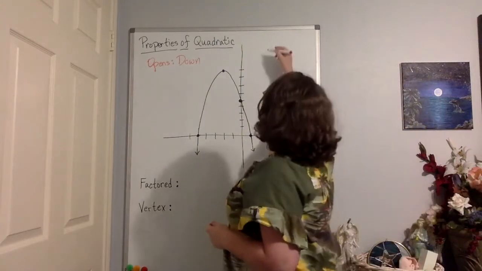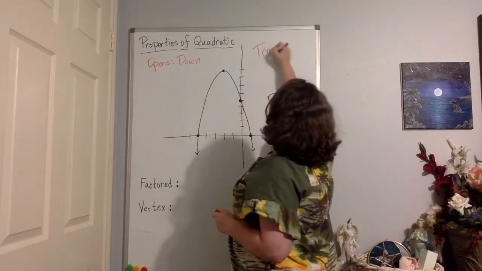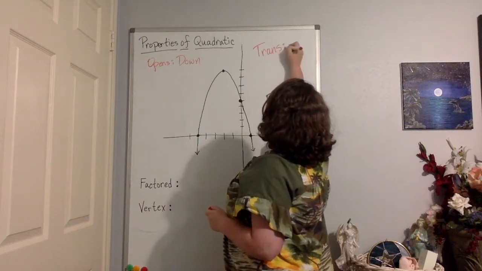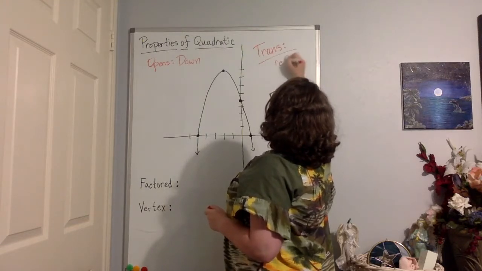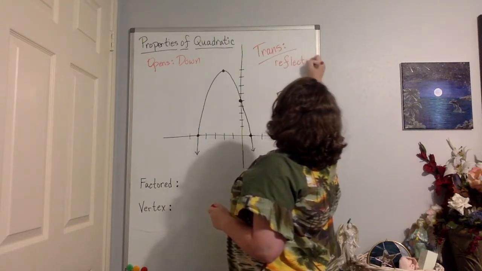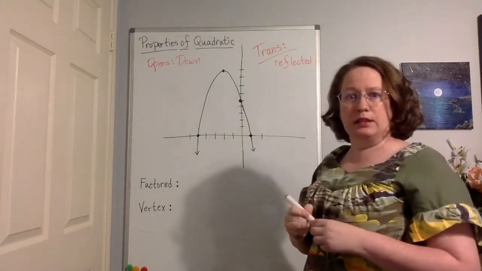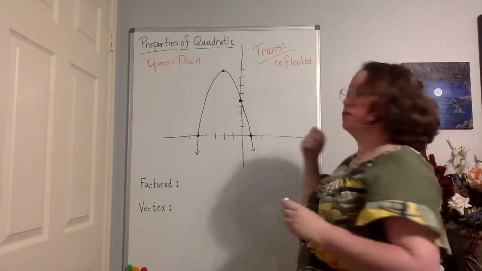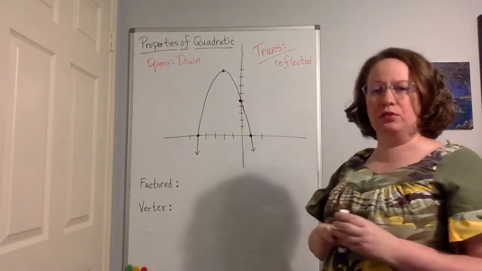So I'm going to put a little note over here for transformations that I know that this graph is reflected. Okay, super easy. All right, so now let's look at all those big, beautiful dots.